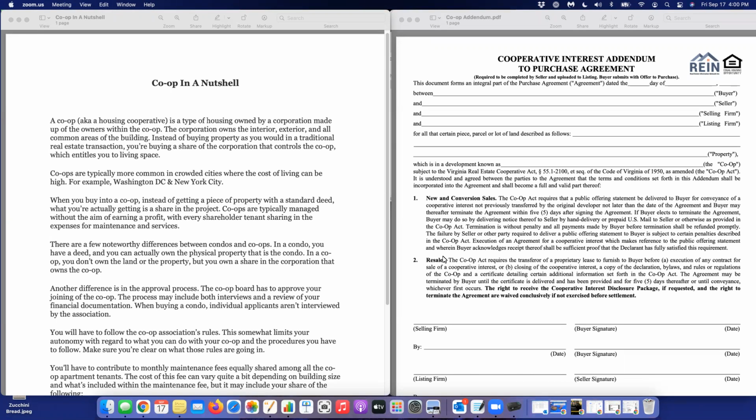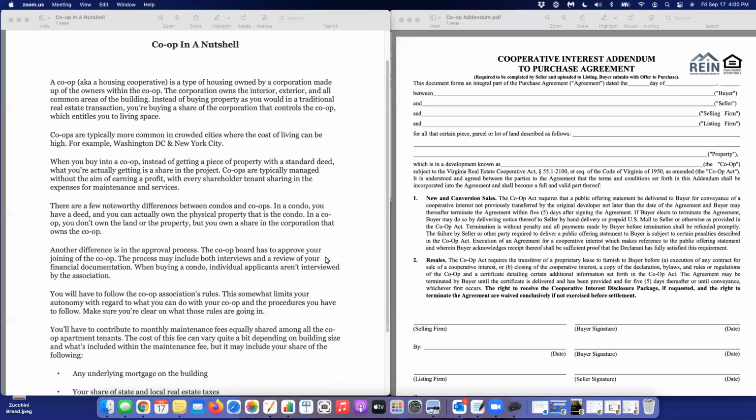So unlike condos, in a condo, you have a deed and you own walls in a condo. You own the interior of that building, of that unit, and that is yours. In a co-op, you don't own physically any piece of that property, but you share in the corporation that owns the co-op. So the approval process is a little different.